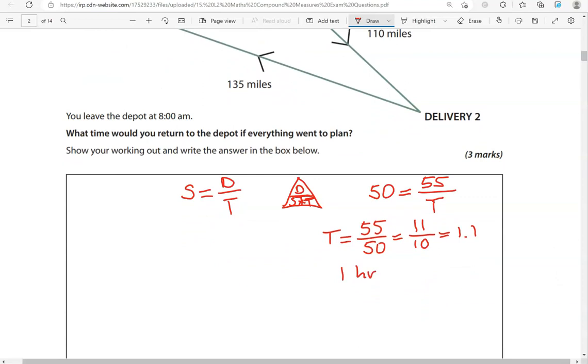1 hour, we know that is 60 minutes. 0.1 of an hour, as we discussed in the previous question, that is 6 minutes. It's like 10% of an hour, so dividing 60 by 10 gives us 6 minutes. So in total, this is 66 minutes.